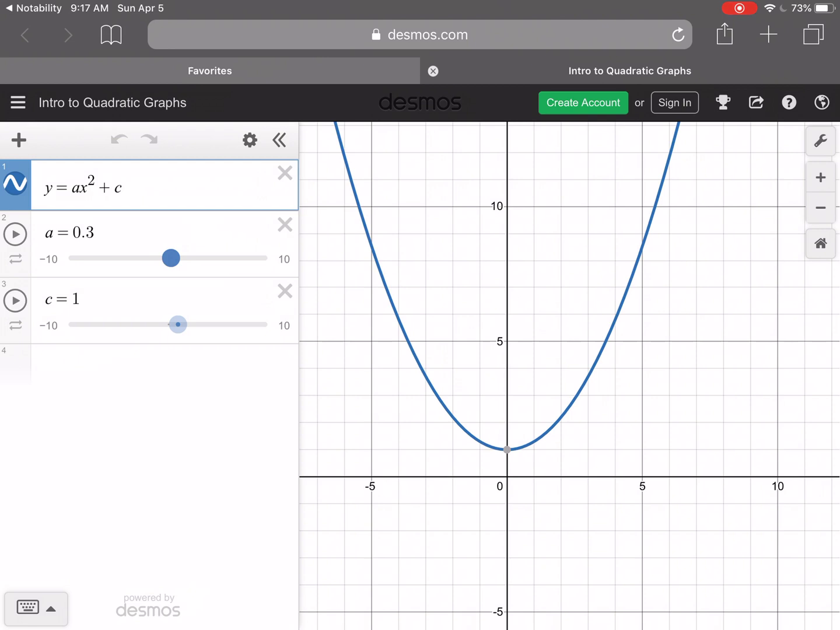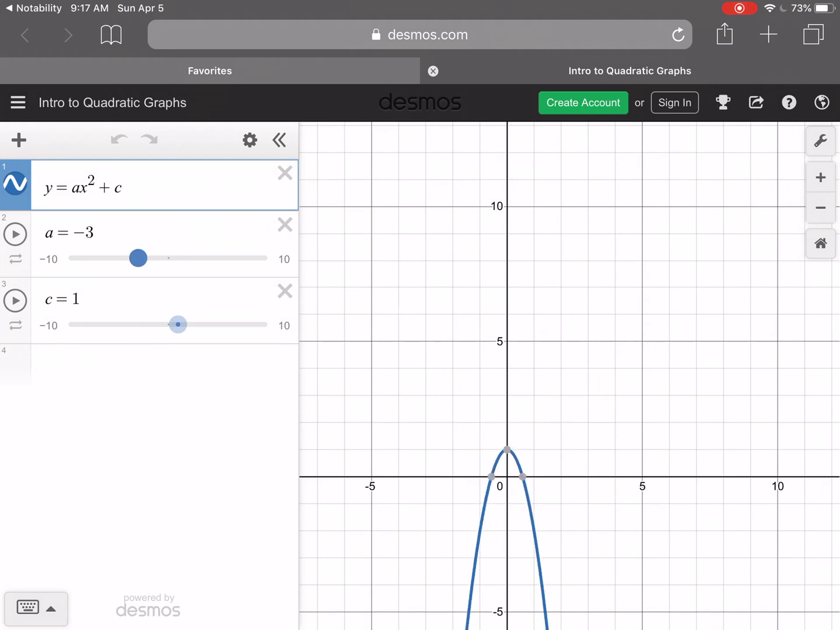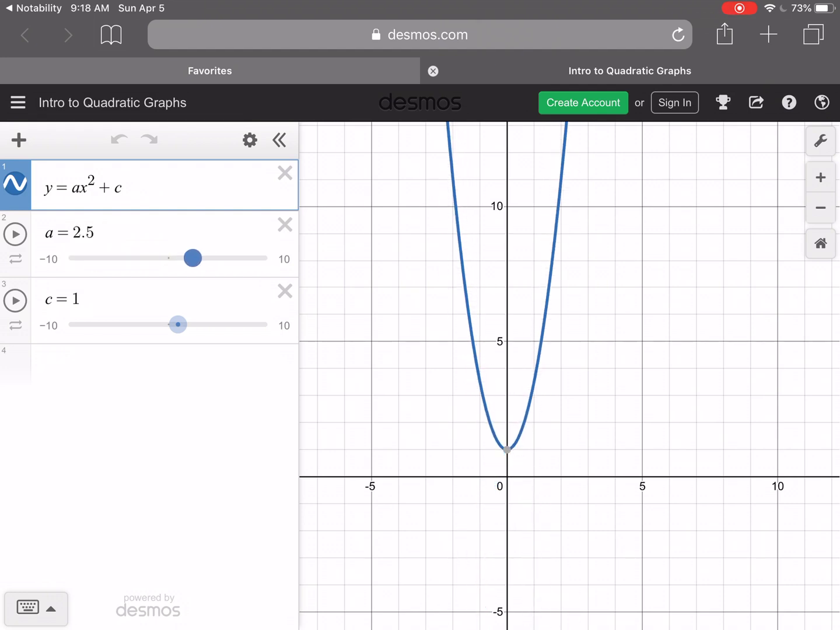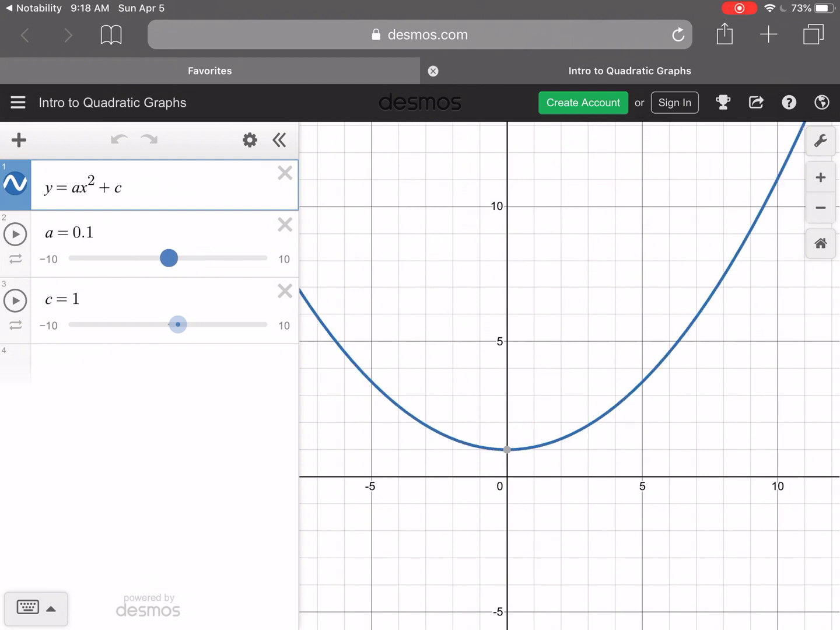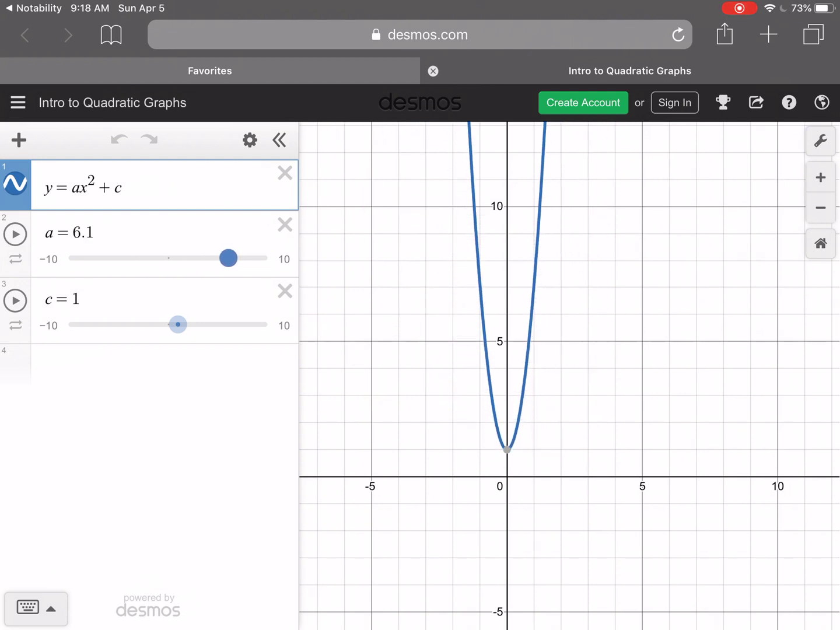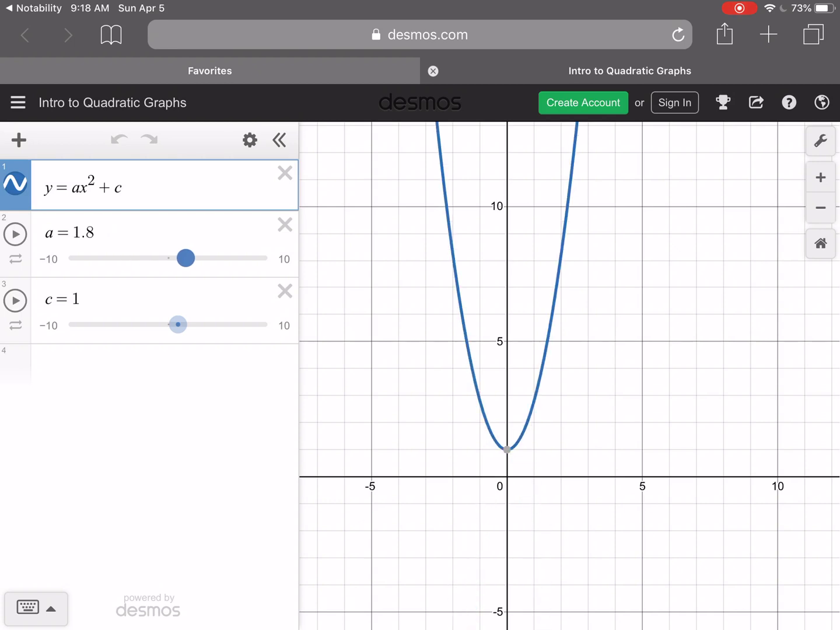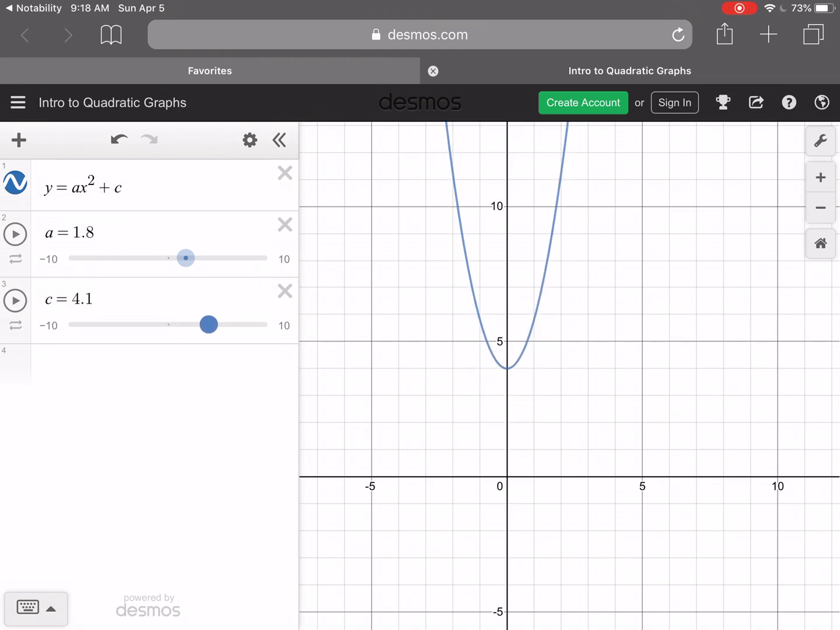Whoa. But what happens when it's negative? That will flip our parabola upside down. And then again, the more negative it gets, the skinnier it gets. So as a gets smaller, well, as the absolute value of a gets smaller, it gets wider. If a is bigger, it's skinnier. And if it's negative, you flip it upside down. Now what happens when we change c? When we change c, as c goes up, our graph shifts up. As c goes down, our graph moves down.